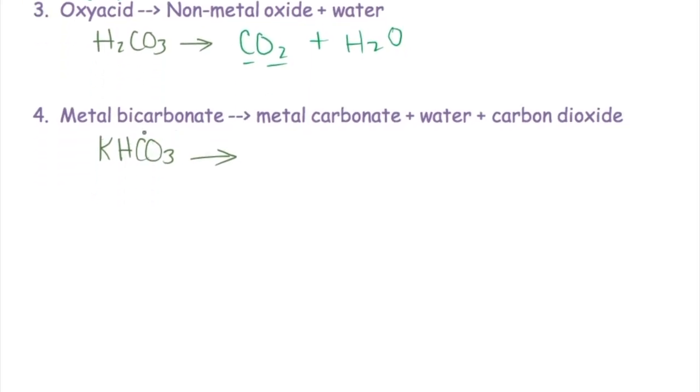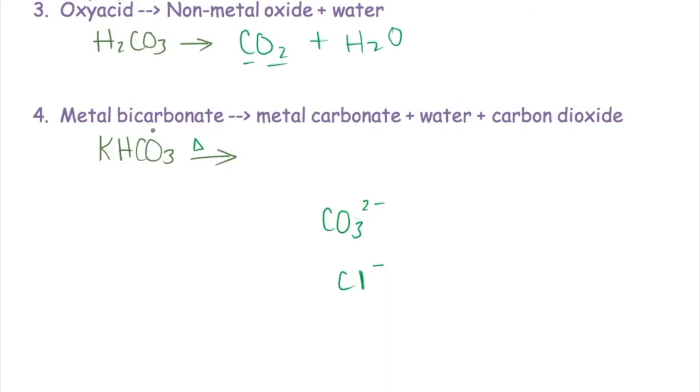Next, metal bicarbonate. We decompose that to form metal carbonate. So don't forget the carbonate is CO3 2 minus. It's a polyatomic anion. Polyatomic means it has more than one atom. So this is polyatomic as opposed to Cl minus, which is an anion made of only one atom of chlorine. Here we have 4 atoms that form this ion.